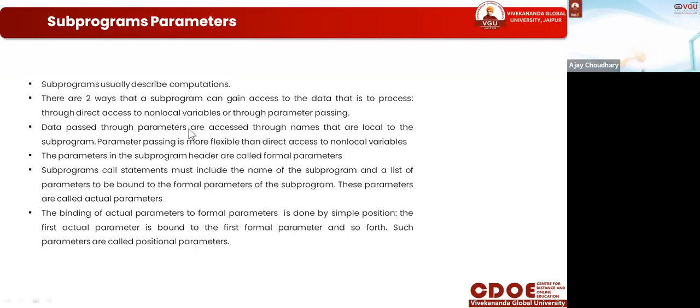Data passed through parameters is accessed through the parameter name. Data are local to the subprogram. Parameter passing: parameters mean that when we write a function like sum, with open and close brackets, these are called parentheses. When we put values inside the brackets, these define that function's parameters. The parameters in a subprogram header are called formal parameters. A subprogram call statement must include the name of the subprogram and a list of parameters to be bound to the formal parameters of the subprogram.